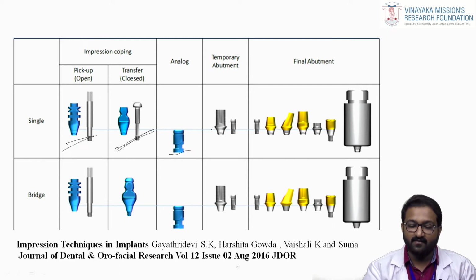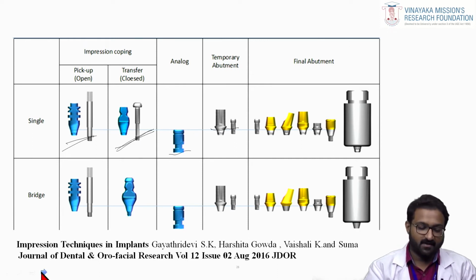Understand? So the temporary abutment also is used to give a provisional prosthesis, and then your final abutments will be present above the bone level. I think this is clear.